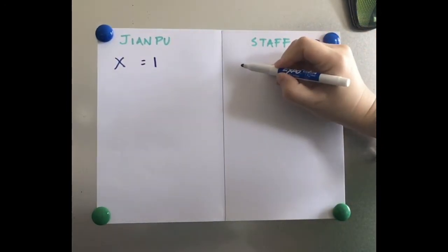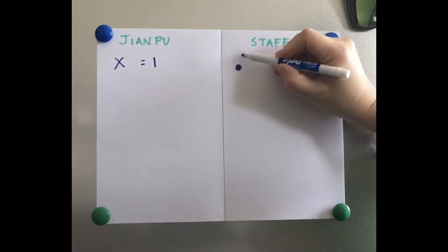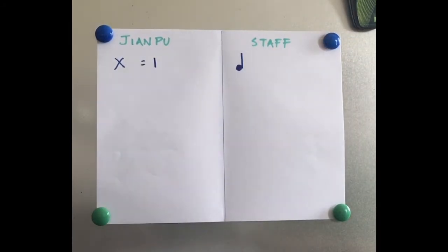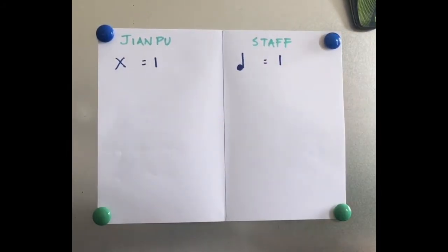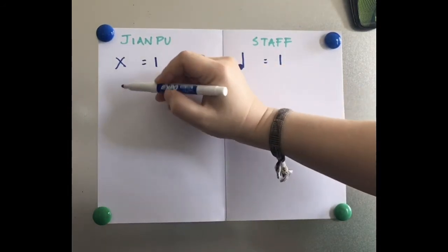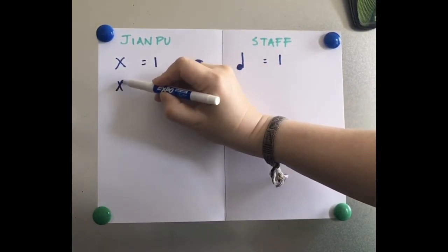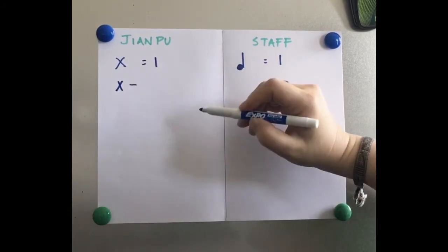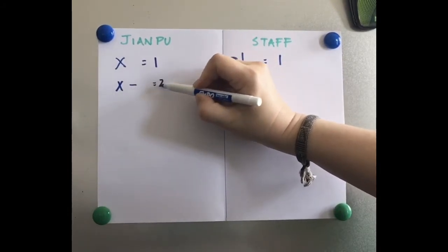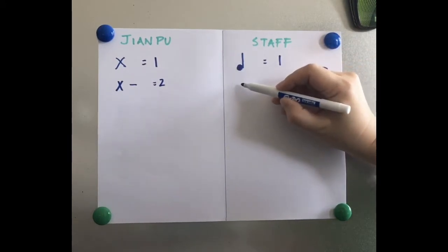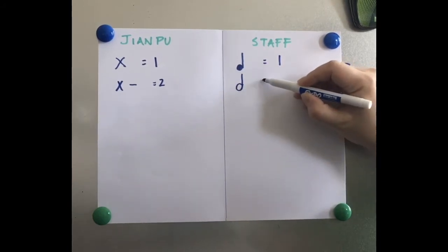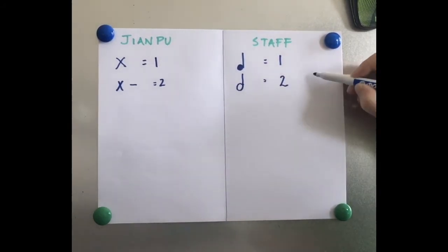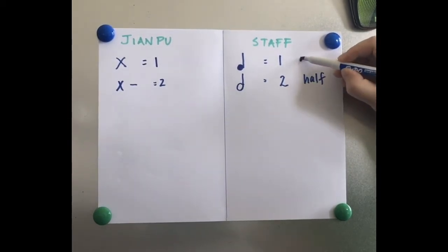In staff notation, we have what is called a quarter note, and this is also one beat. So moving on from there, in jianpu notation, if we want 2 beats, there's a dash next to it. Okay, so this is equal to 2 beats. And in staff notation, for 2 beats, the note is not colored in. So this is 2 beats, and this is called a half note. Half note, and the top one is called a quarter note.